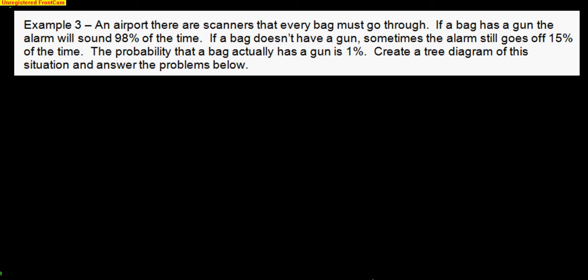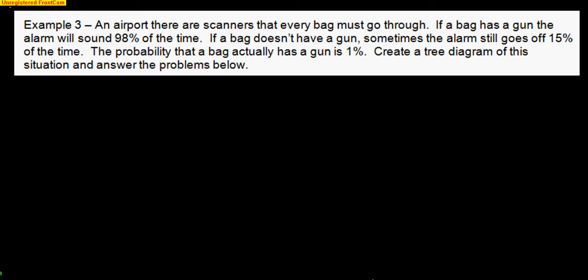Now, this type of problem seems confusing, but I'm going to teach you a really easy trick to help it make a lot of sense. At an airport, there are scanners that every bag must go through. If a bag has a gun, the alarm will sound 98% of the time. Now, we wish it was 100, but it is what it is. If a bag doesn't have a gun, sometimes the alarm still goes off 15% of the time. Now, the probability that a bag actually has a gun is 1%.